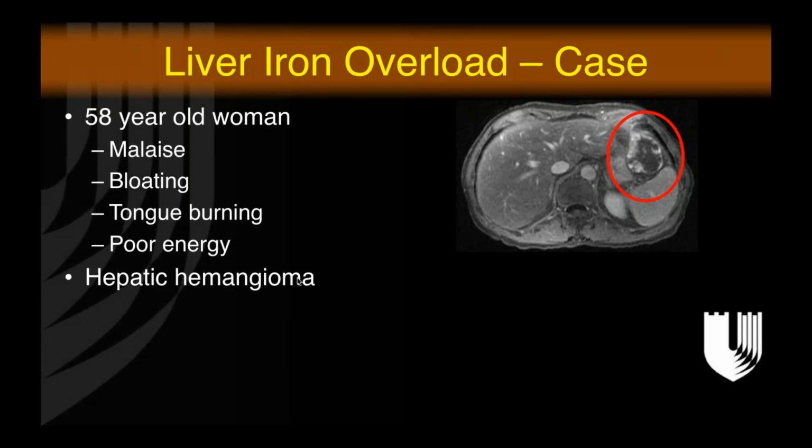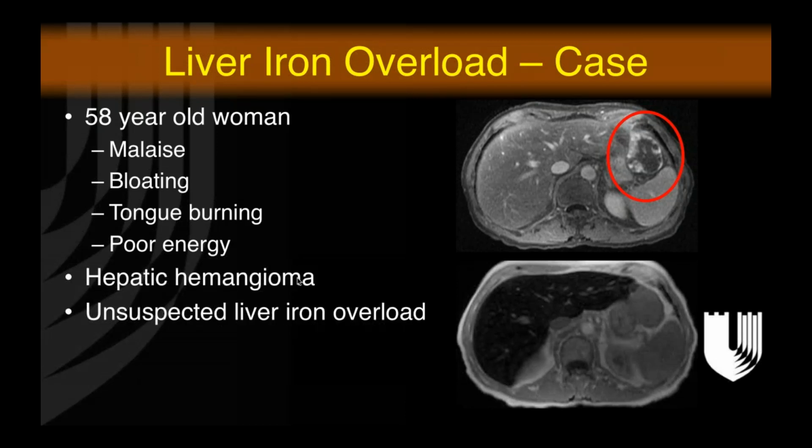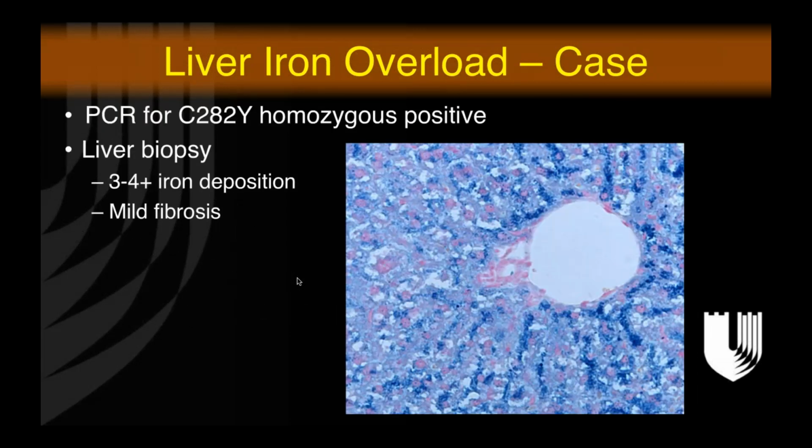So this is a really nice case that we had some years ago. This was a 58-year-old woman who presented with a bunch of nonspecific constitutional symptoms, had a medical workup that was unrevealing, and ended up having a liver ultrasound that showed liver masses. So she went to MRI, and the MRI showed that these masses were hemangiomas, but surprisingly, they also found really severe liver iron overload in this patient. They did a genetic test and found that she was homozygous for hemochromatosis.